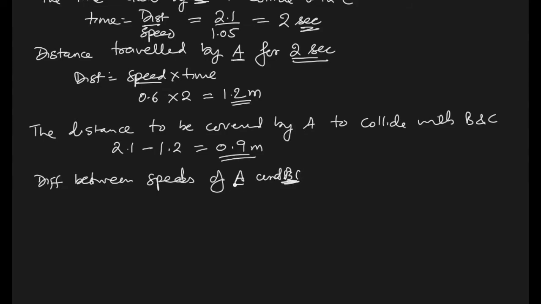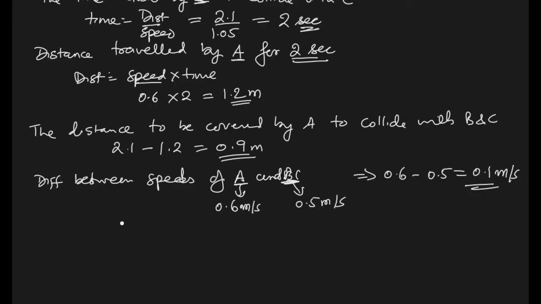BC is one body, A is one body. Since there is no resistance, that means A will keep on moving with the speed it was moving, 0.6 meters per second, and they will keep on moving with the speed of 0.5 meters per second. So the difference is 0.6 minus 0.5, which is 0.1 meters per second. Okay, and again now we have to cover 0.9 meters with this difference.